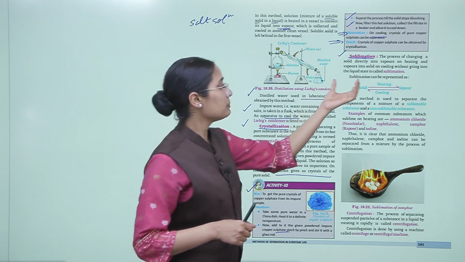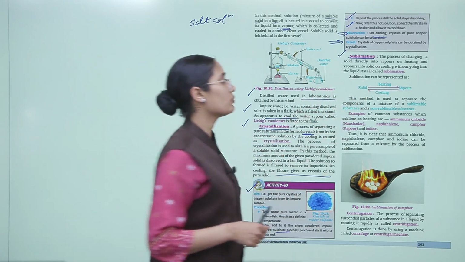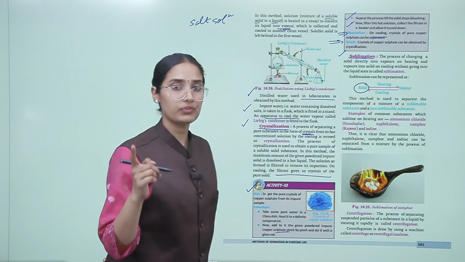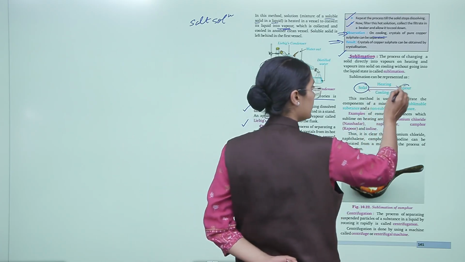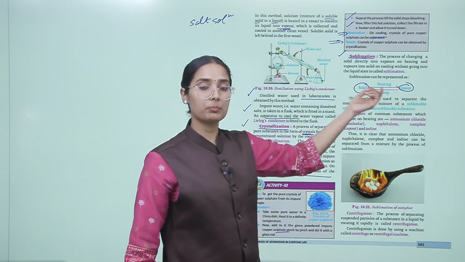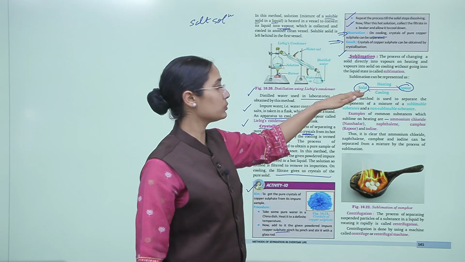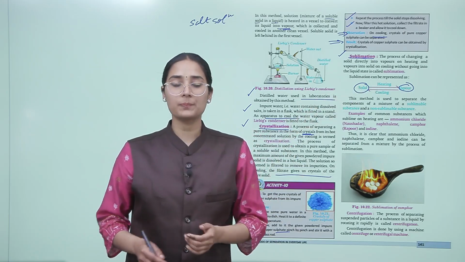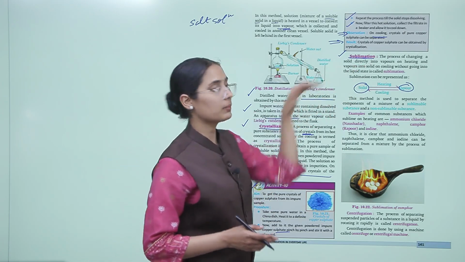So see, sublimation can be represented like this. What we are doing is converting solid directly into vapor by heating it, and then converting vapor by cooling it directly into the solid. So here we are escaping what? The liquid state, right? And this process is called sublimation.